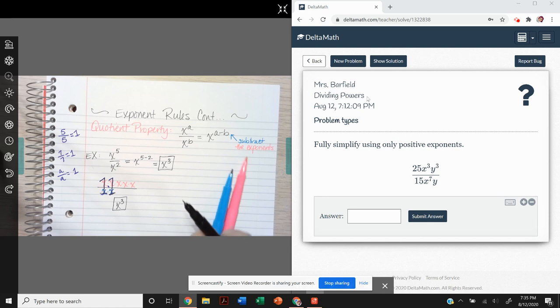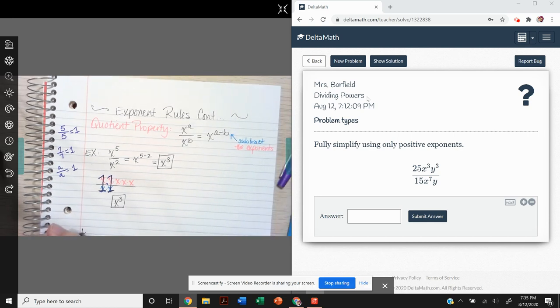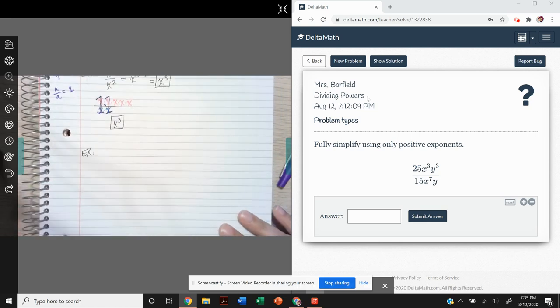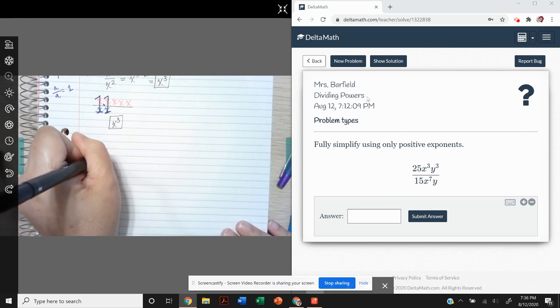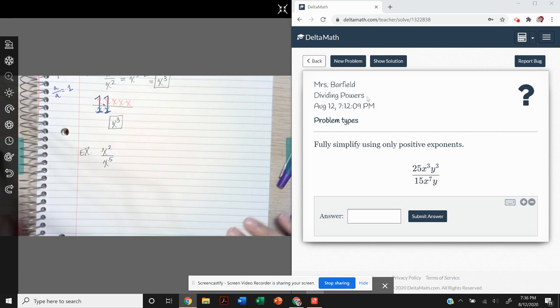Now this is where you're going to be like, oh, this is not fair. If I had x squared over x to the 5th, and I do 2 minus 5, I'm not even going to write it down, because I don't even want you to write it, but I want you to think about it. 2 minus 5 is going to equal -3.